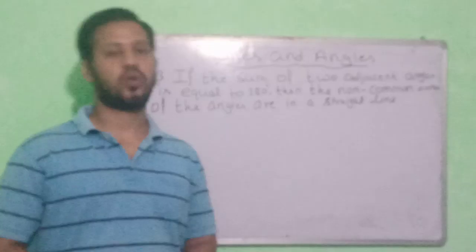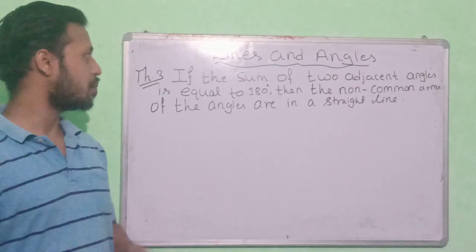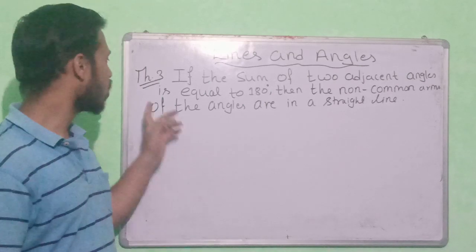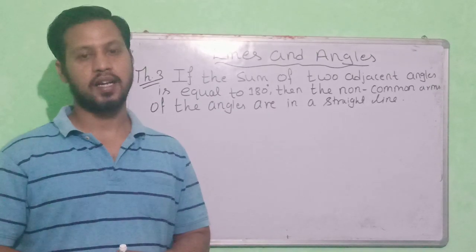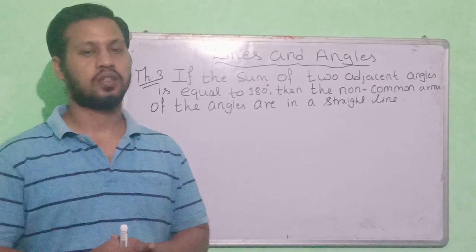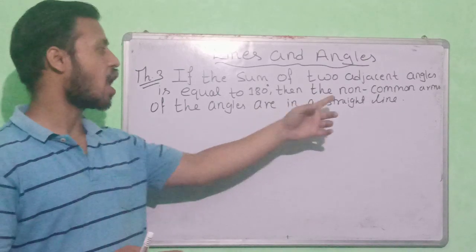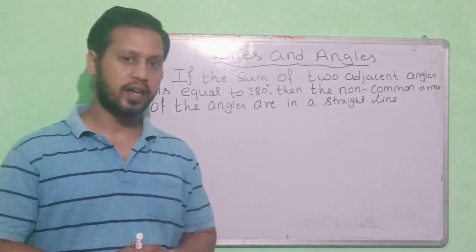Hello students, today we will continue the topic lines and angles. In this chapter today we will study theorem three. The theorem is: if the sum of two adjacent angles is equal to 180 degrees, then the non-common arms of the angles are in a straight line.